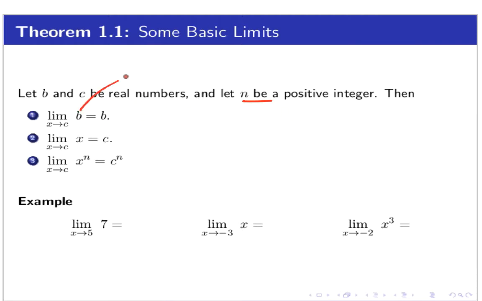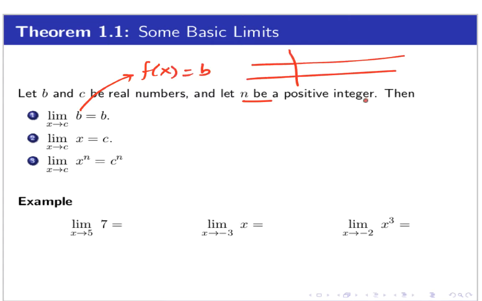Now this basically means that the function is a constant. What does that mean? Your graph is a horizontal line. So no matter where you are on the x-axis, the function will always approach b. Now, the second property says the limit of the function f(x) given by x as x approaches c is c. Now this is the classic example y equals x.